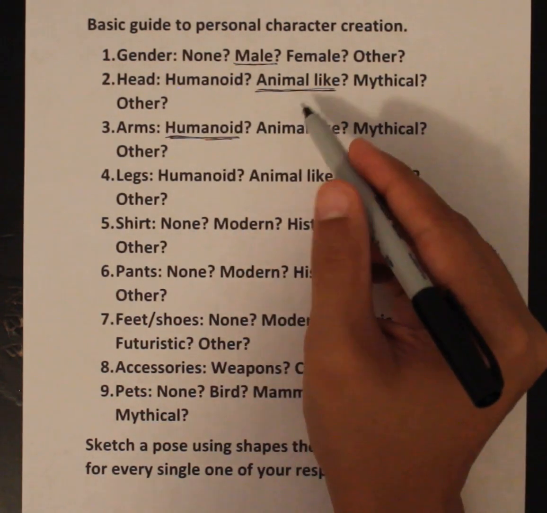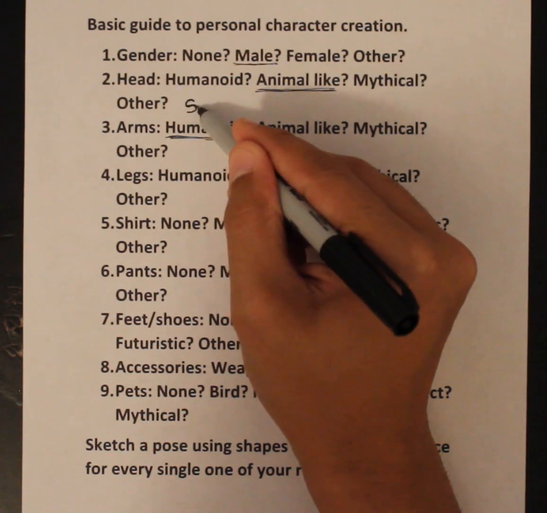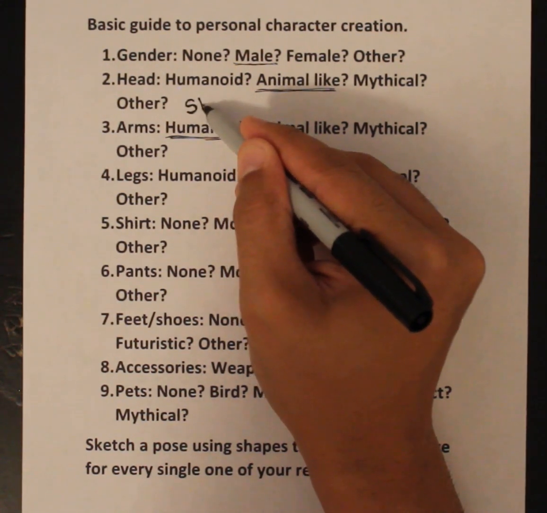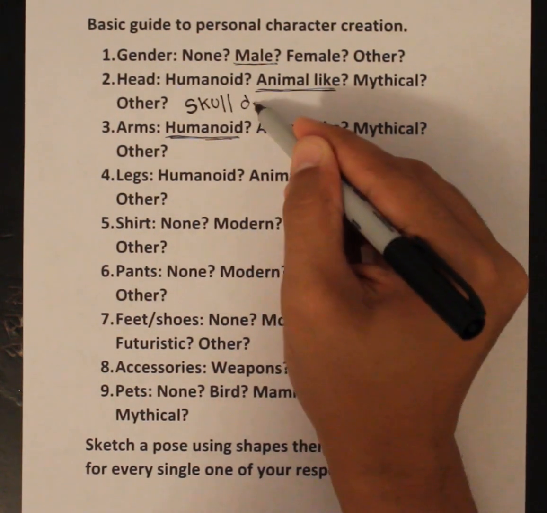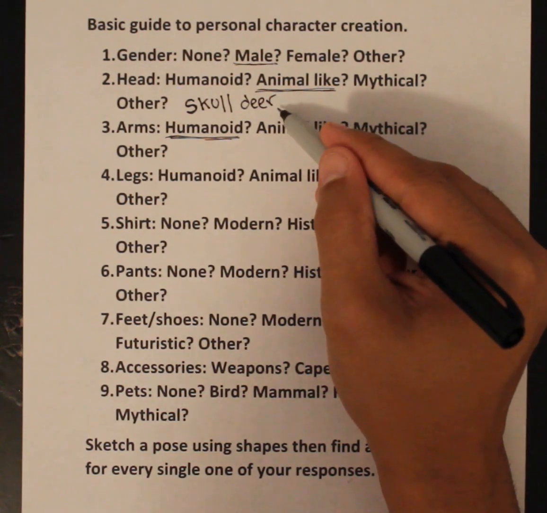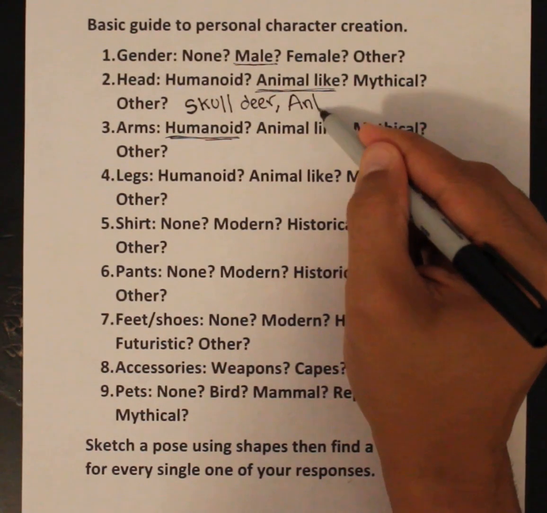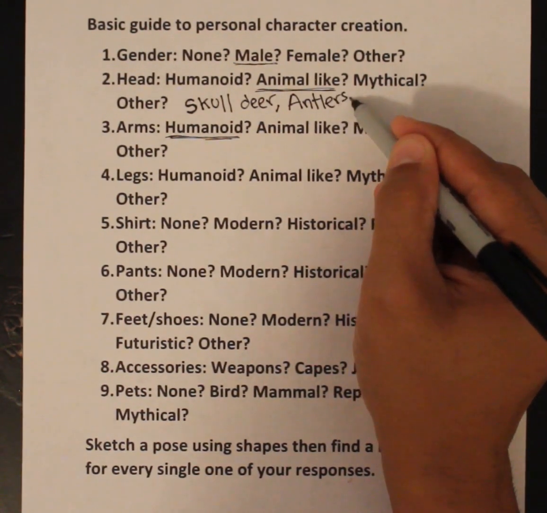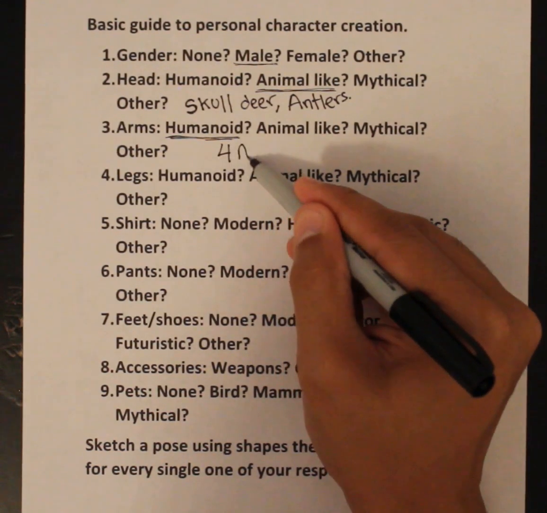So for the head, it is animal-like, I actually want a skull. And animal-like because I want a deer skull. I think you spell deer, D-E-R. Yeah. And I want it to have antlers. For the arms, I know that I want 4 arms.